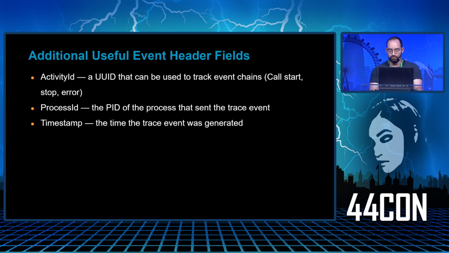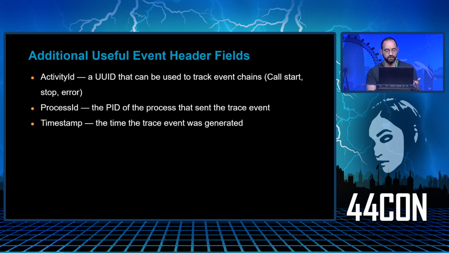We also have additional headers that accompany any ETW event, not just the RPC events. They're part of the ETW framework itself. And we have an activity ID, which is another UUID, that can be used to track event chains. So for example, on the same RPC call, we will have an event for call start, call stop. Maybe we'll have an error event, if there was an error, maybe some debugging events. And as long as they're all related to the same RPC call, they should have the same activity ID, which we can then use to correlate those events.